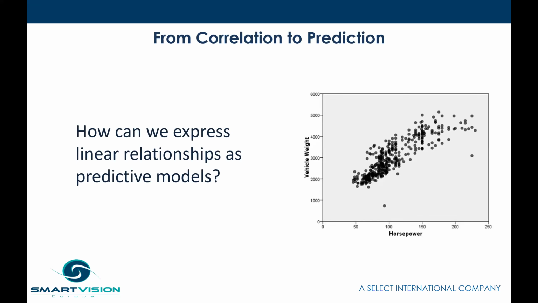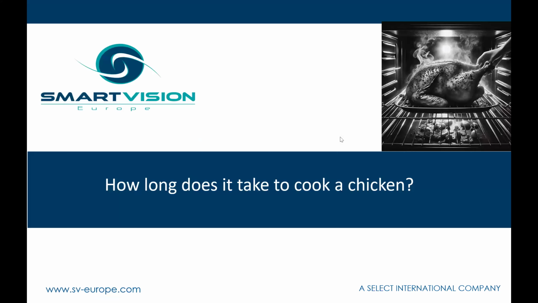Okay, so having done that, how can we express linear relationships as predictive models? Well, it turns out that if we're running a regression analysis, and we put a line through the data, let's say it's a simple regression where we've just got one variable predicting another, like horsepower against vehicle weight here, there's an equation that helps you express that line as a predictive model.